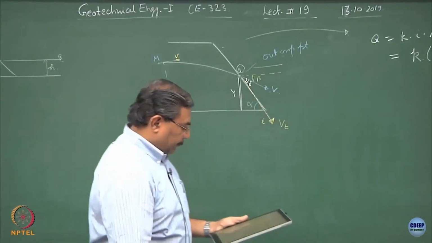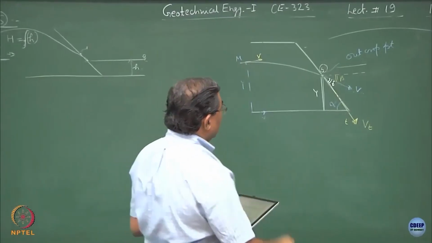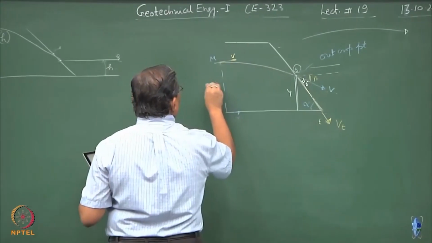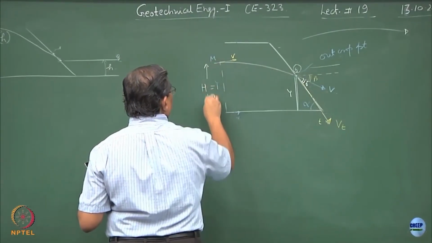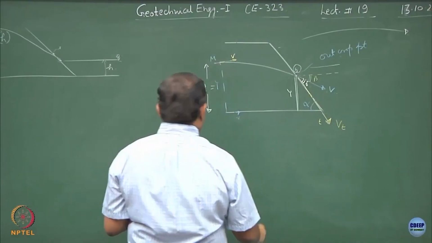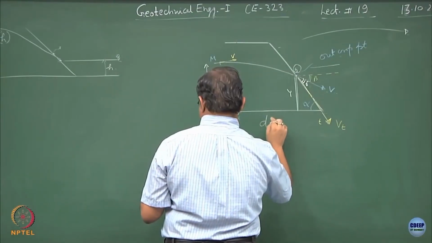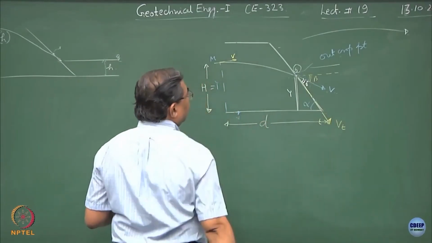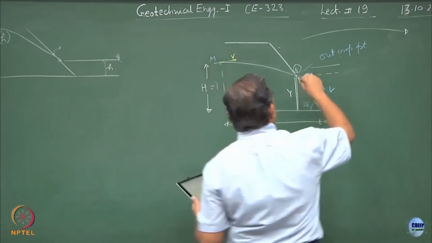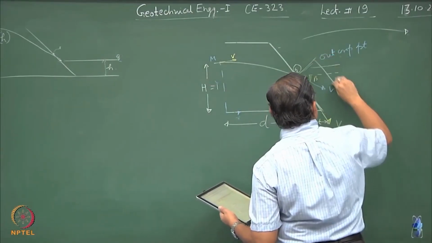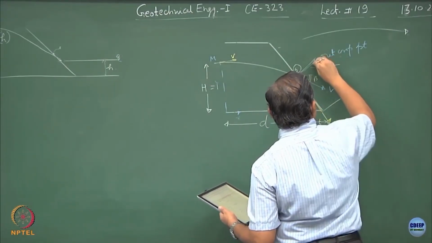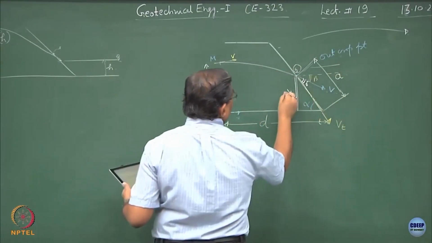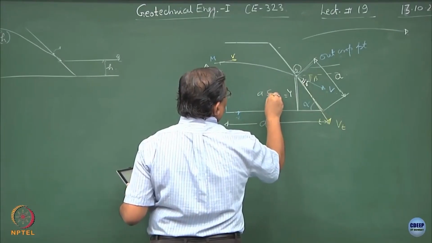Solve this expression in such a manner that if this Y is equal to H, capital H, and say this distance is D, and this outcrop distance is A, this Y will become A sin alpha.